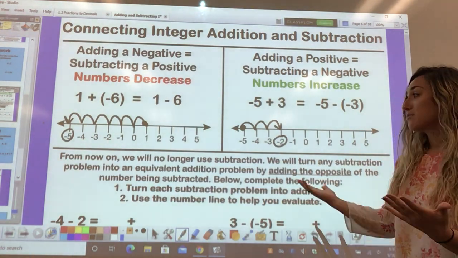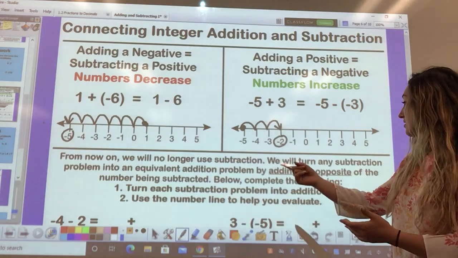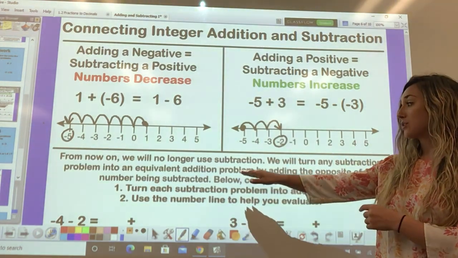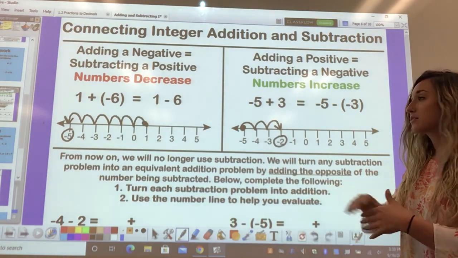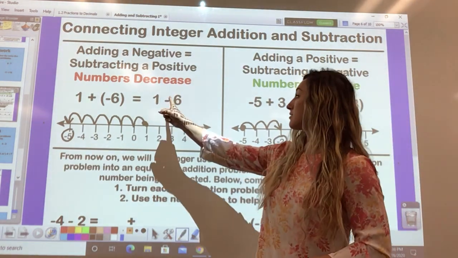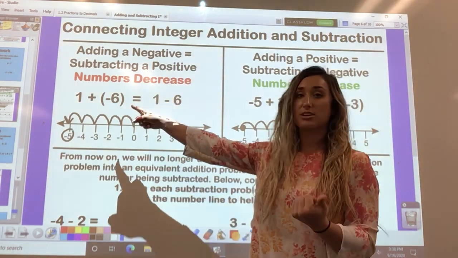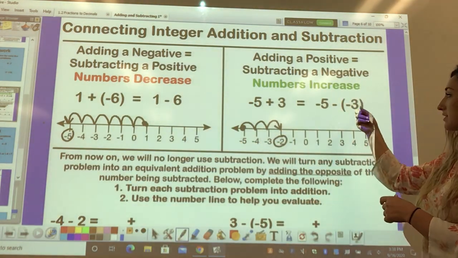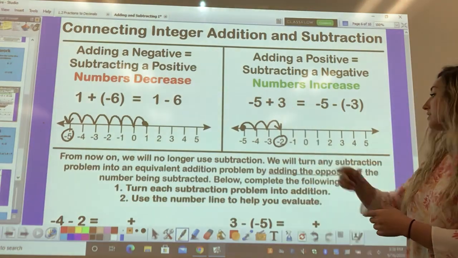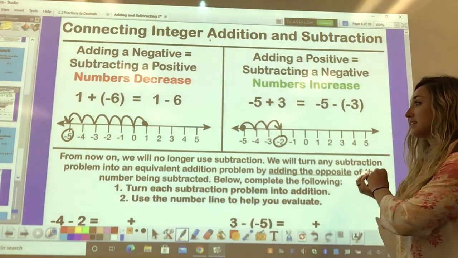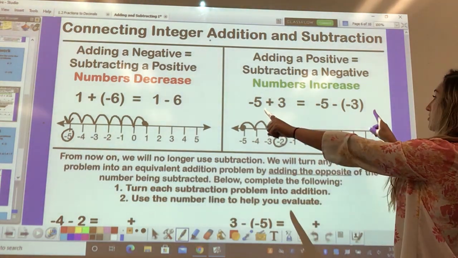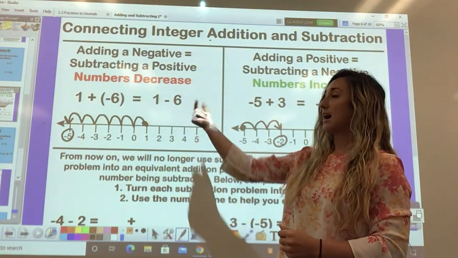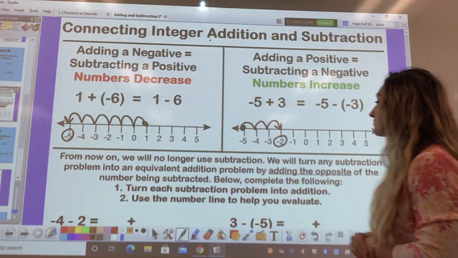So really, we don't need subtraction, and from now on, we're going to turn any subtraction problem that we have into its equivalent addition problem. Okay? So instead of subtracting 6, let's consider it as plus negative 6. Instead of subtracting negative 3, that's plus 3. And really, we're adding the opposite of whatever was being subtracted. We're adding the opposite of negative 3 and the opposite of positive 6.